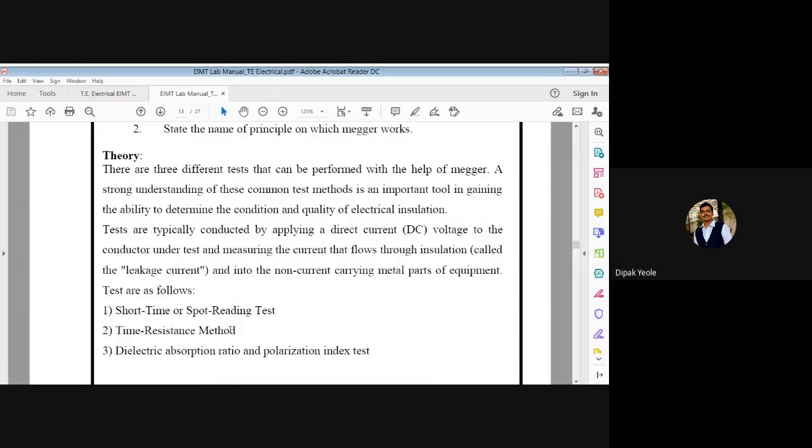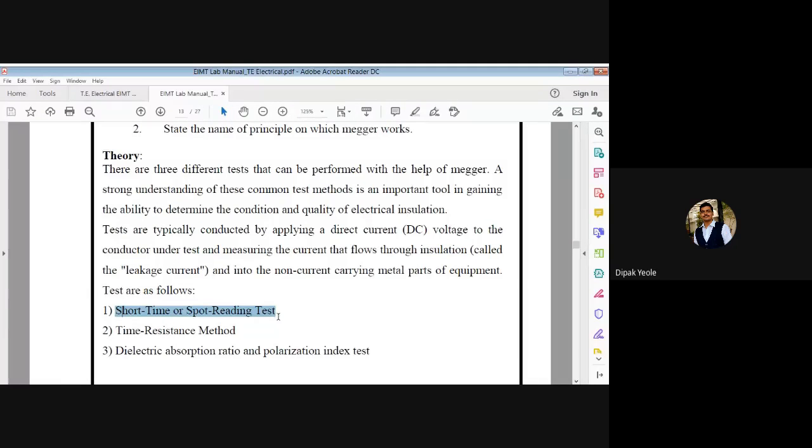Our objective is to learn about the EIMT. Yes, so this is the objective. In the same way, our objective of this experiment is we are interested to measure the insulation resistance for the particular insulator. Yes. Now, for the Megger, we can test these three.